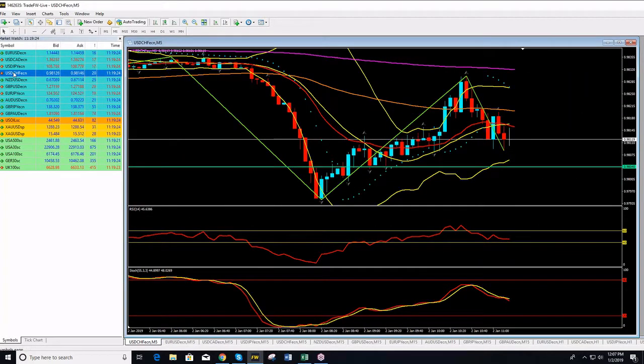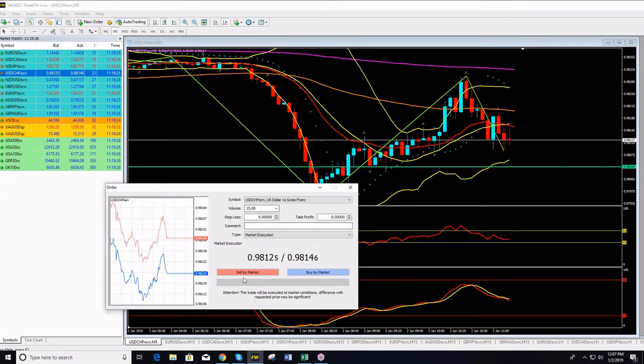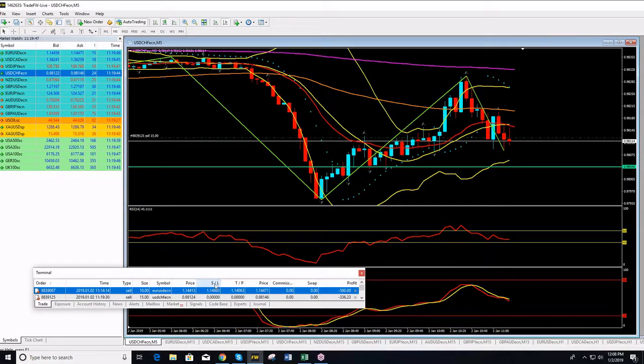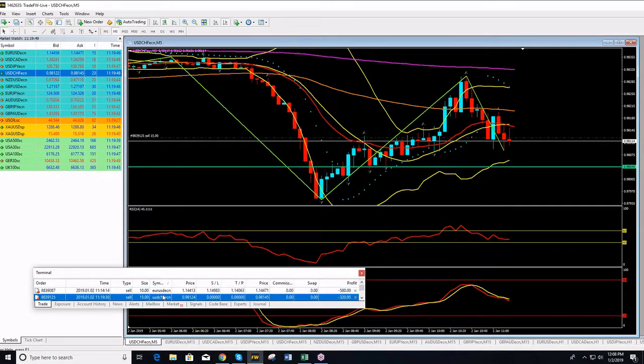Looks promising. Okay, guys, I'm shorting dollar CHF, 15 lots using the intraday system. I have just shorted dollar CHF. So short USD CHF at, let me see, I have just shorted USD CHF at 0.98124. There it is. I have just shorted USD CHF using the intraday system.